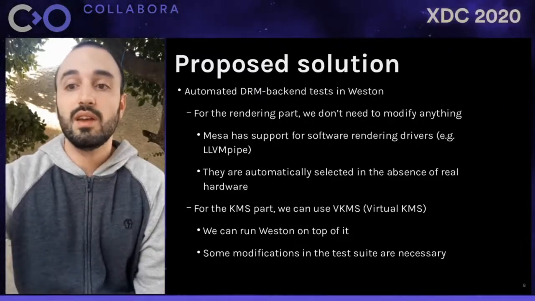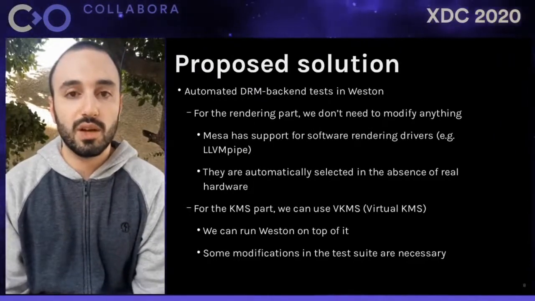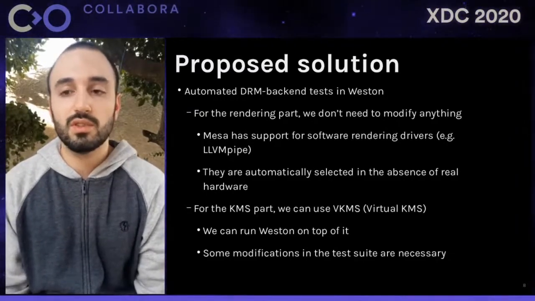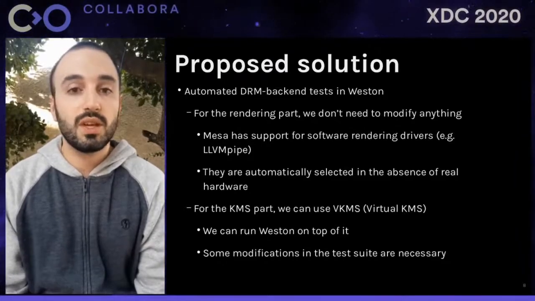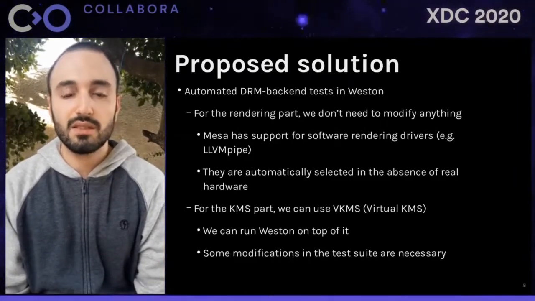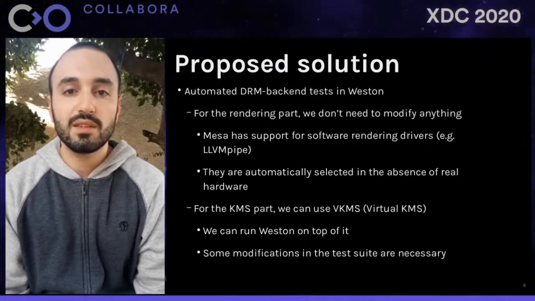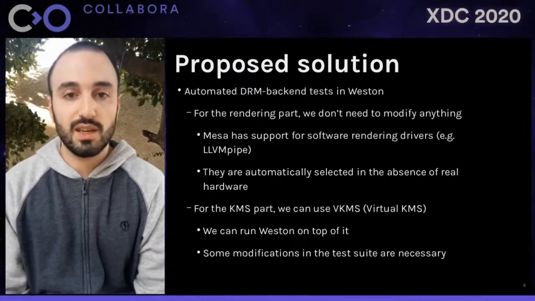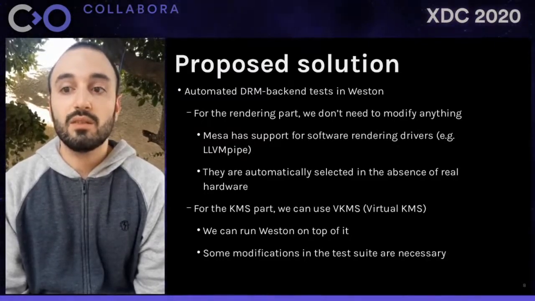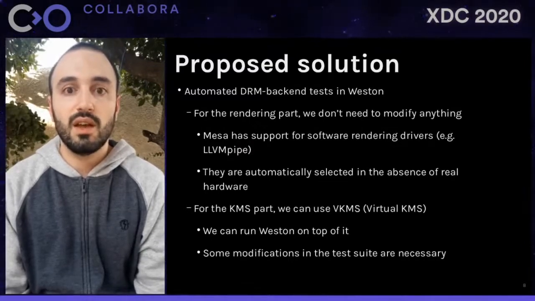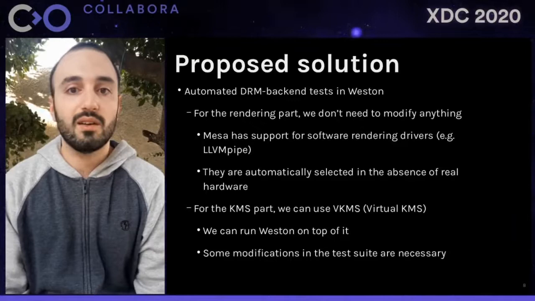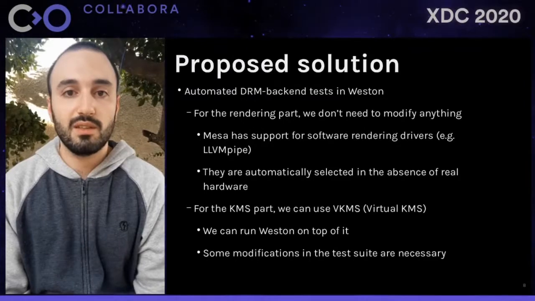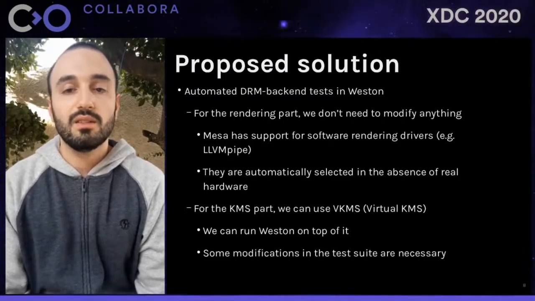And for the KMS API, which is the part that we are most interested in and is the part that we've worked on in this project, we can use VKMS. VKMS stands for Virtual KMS. It's a DRM driver and it implements only the KMS API, and we can run Weston on top of it. And it will behave like a graphics card connected to a display, and so it was made especially to be used by test suites.